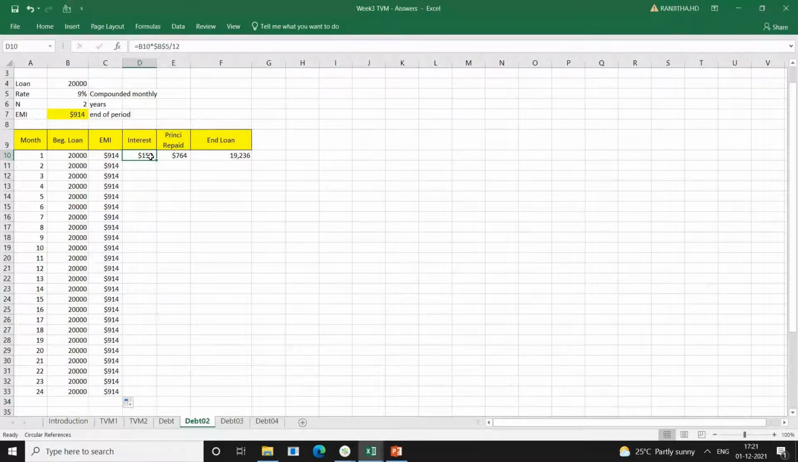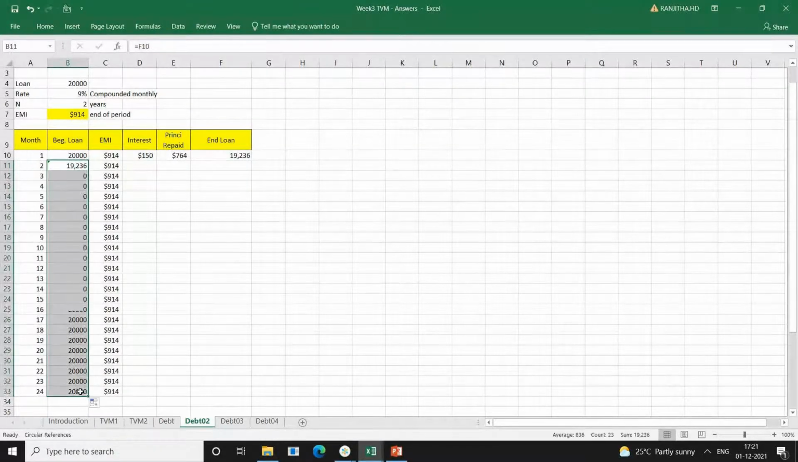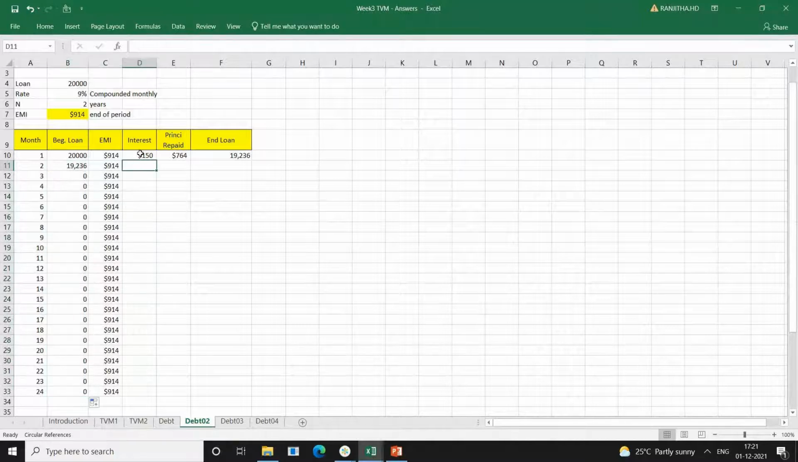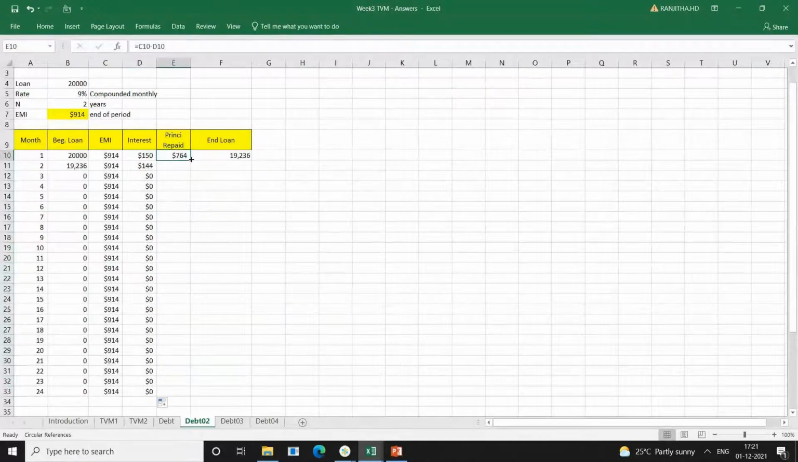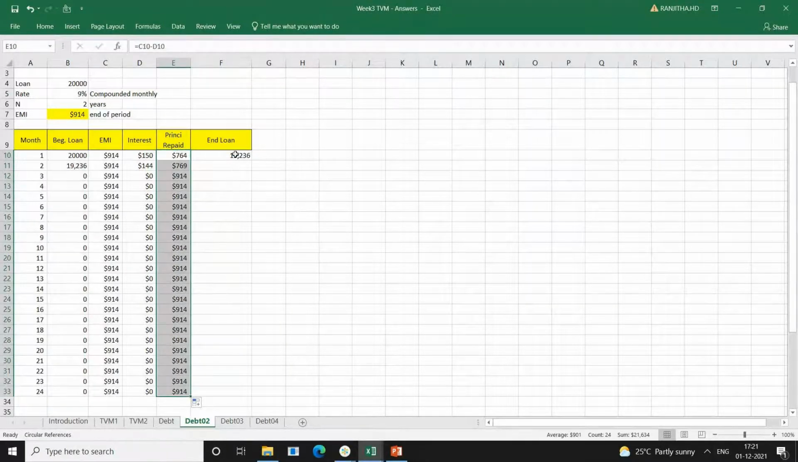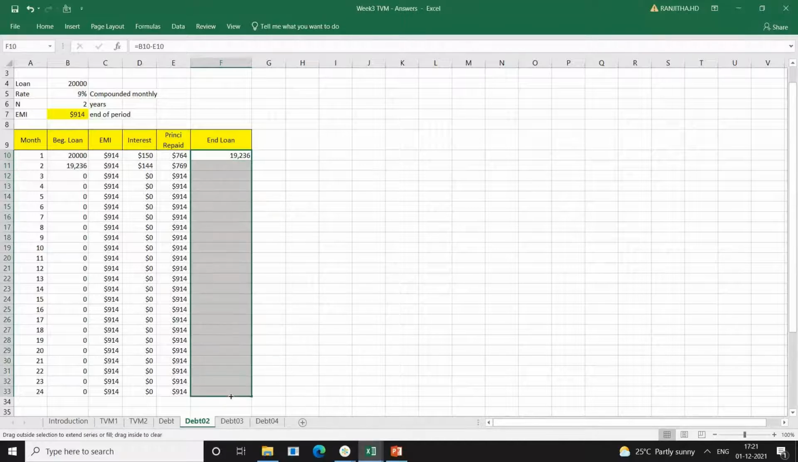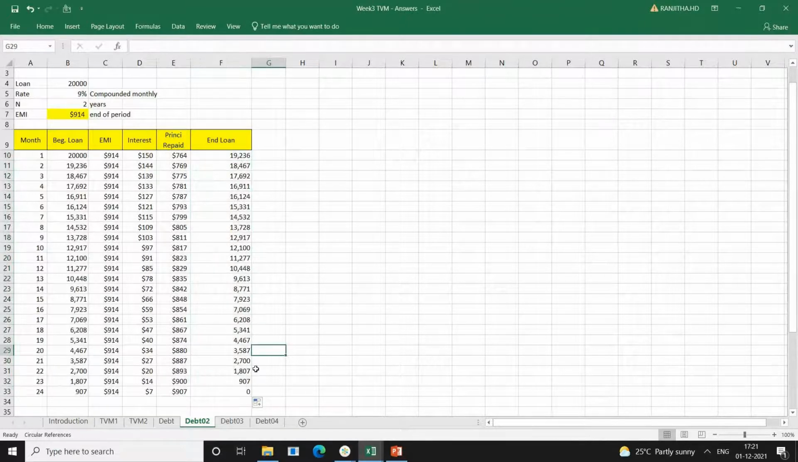Sorry, you need to take the value of this. So at the end, my amount should be 0. So 2 years, in the sense if it is 24 months, at the end it should be 0 for me. This is what you need to find out for the debts.